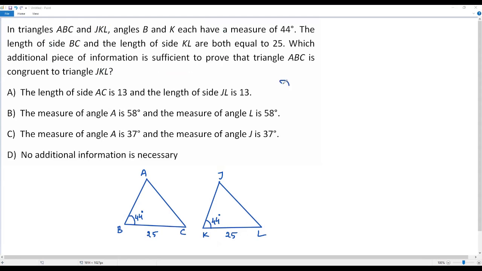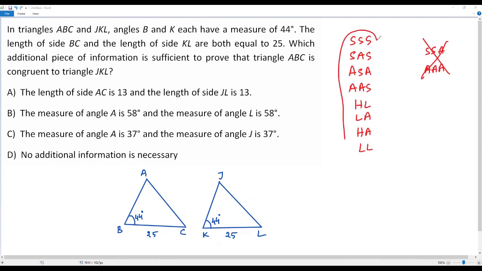And now in the given answer choices, we have to find the one which is sufficient to prove that triangle ABC is congruent to triangle JKL. To verify the answer choices, we need the triangle congruence postulates and theorems. Let me write them over here. Here I have written the postulates and theorems. The first four are postulates, the last four are theorems, and we use the last four to prove that two right triangles are congruent.